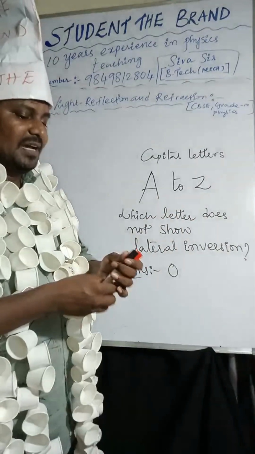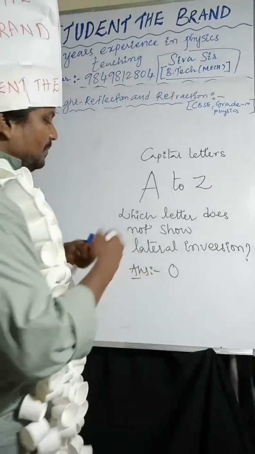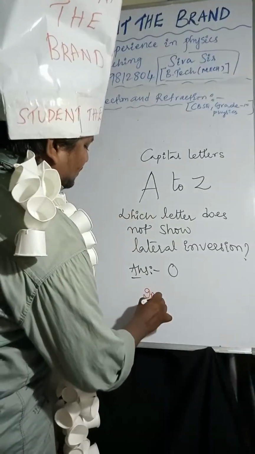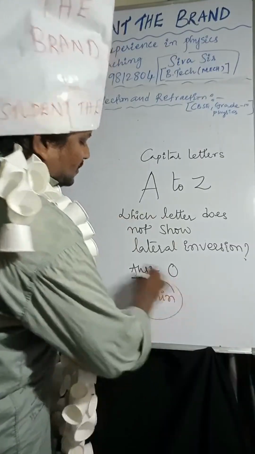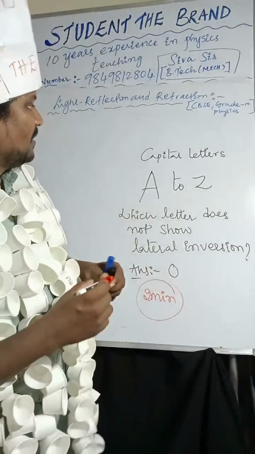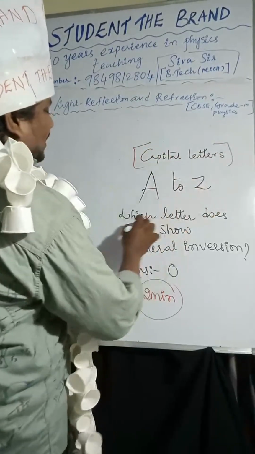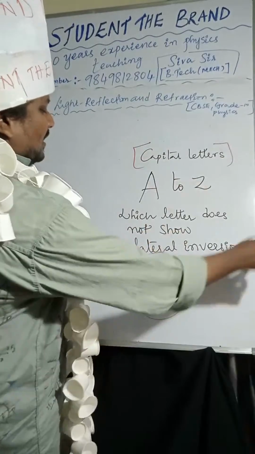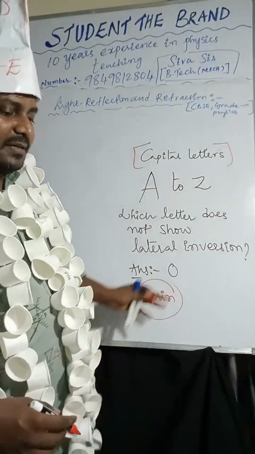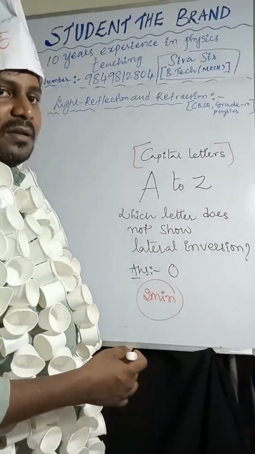I'll wait. I'll give 2 minutes time. So who will type? We'll see. Capital letters A to Z. Which letter does not show lateral inversion? That is the question. Then the answer, the remaining answer.